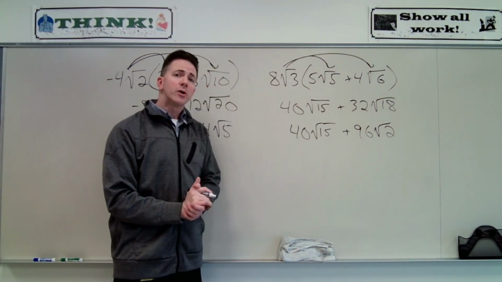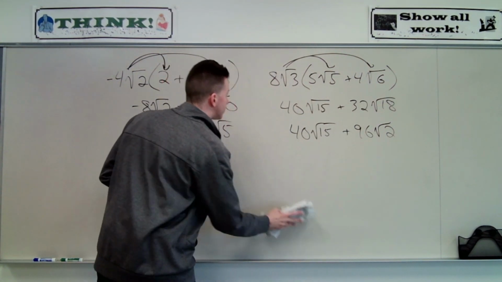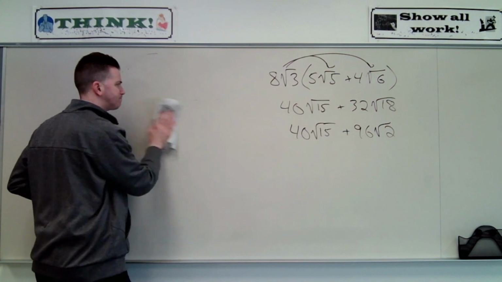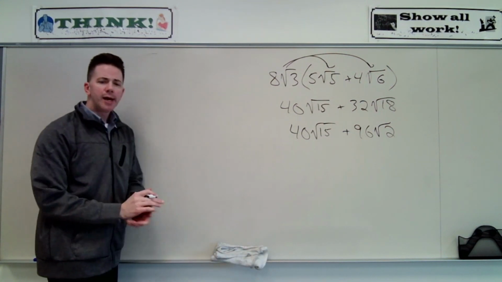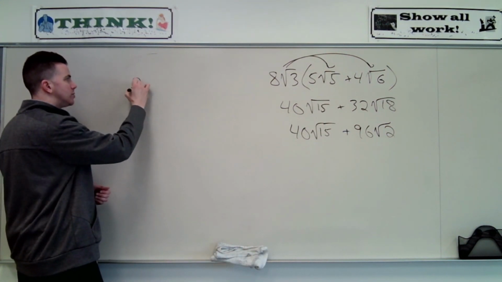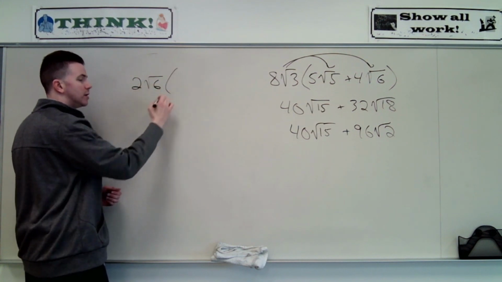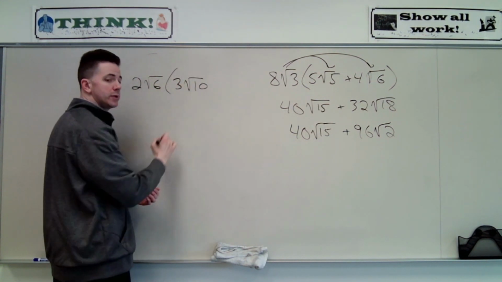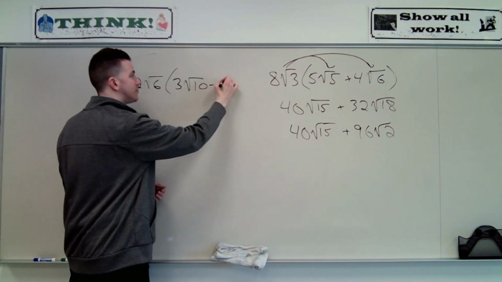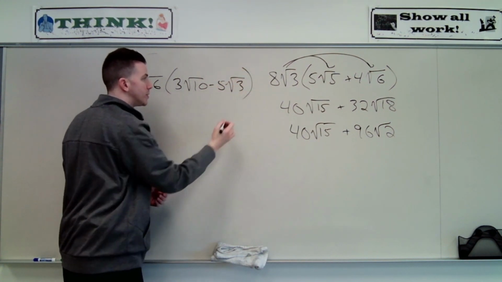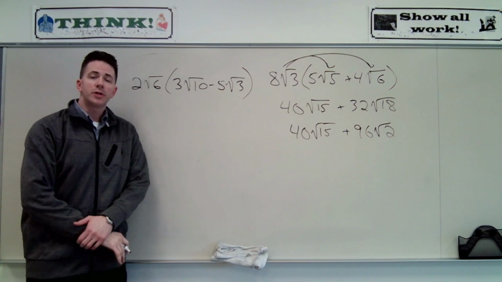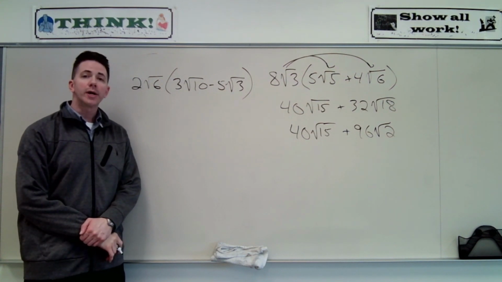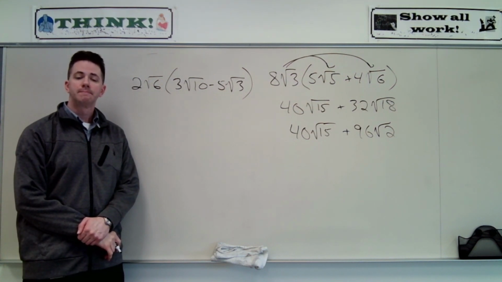So to end the video, why don't we do a try to see if you can do one of these on your own. And for the try, let's do 2 square roots of 6 times the quantity 3 square roots of 10 minus 5 square roots of 3. Go ahead and pause the video to try this example, and when you're ready, press play to see the answer.